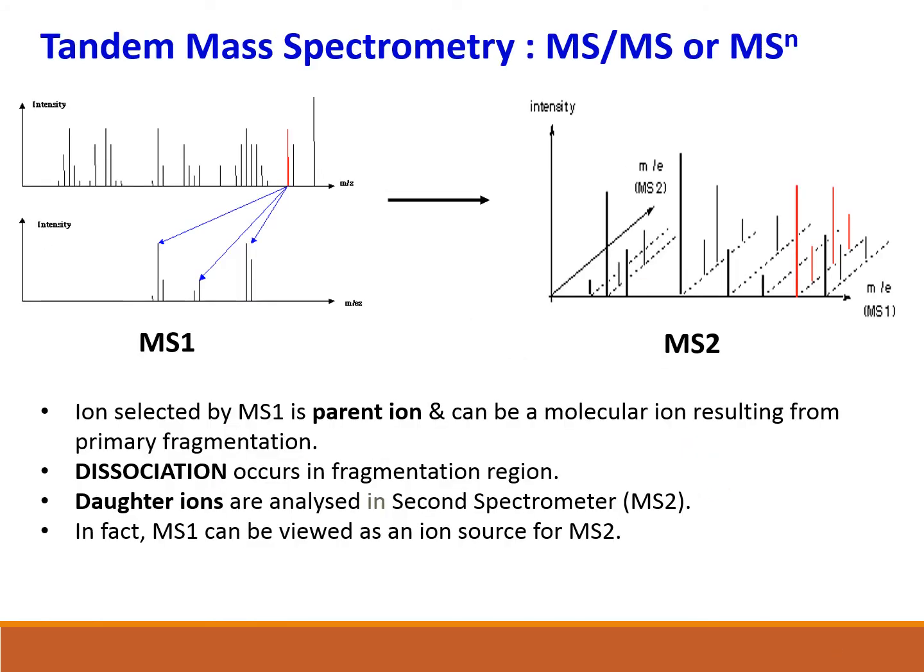I have two representations of graphs here, MS1 and MS2. The ion selected by MS1 is the parent ion, which can be a molecular ion or result from primary fragmentation. Dissociation occurs in the fragmentation region. Daughter ions are analyzed in a second spectrometer, which is known as MS2. In fact, MS1 can be viewed as an ion source for MS2.